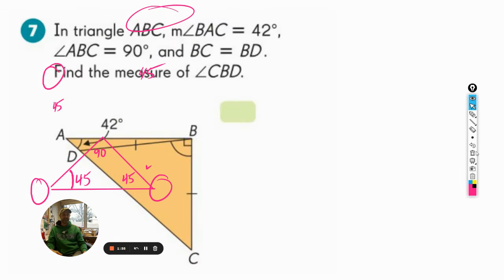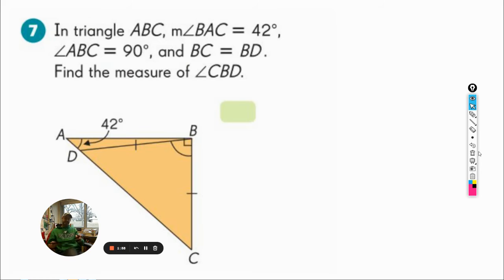Okay. Here's another one. Why don't you try this? And then I'll go through it with you. So pause me for 5 seconds and I'll go through it with you. Okay?